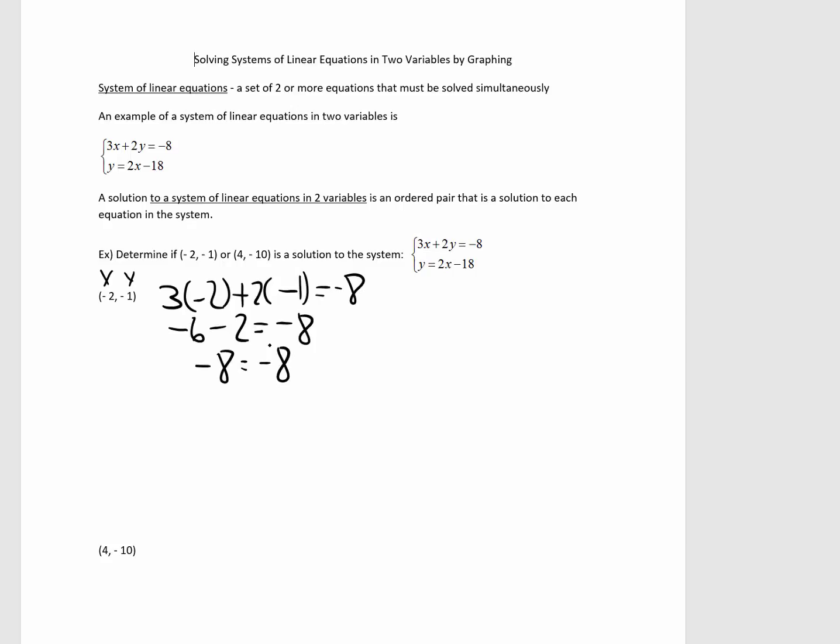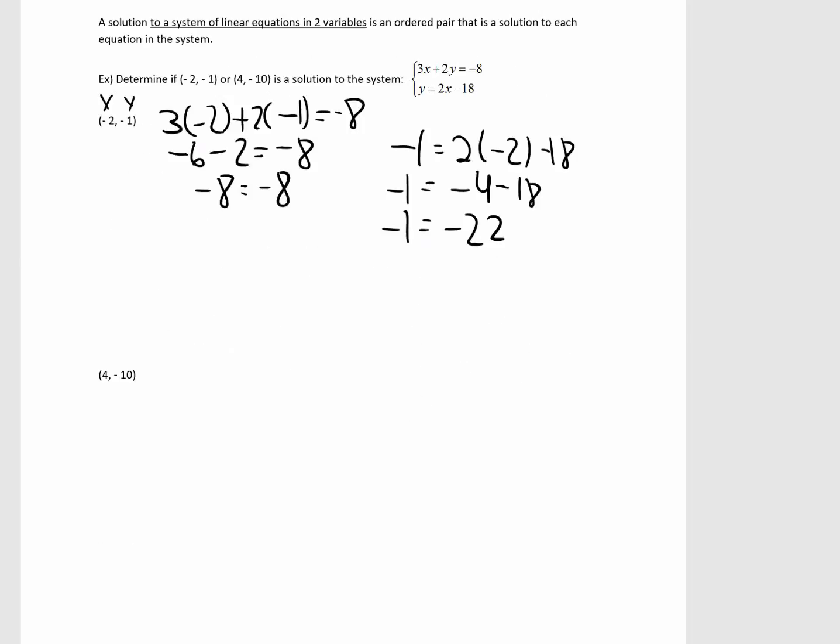So (-2, -1) is a solution to the top equation. Now let's check the bottom. -1 does not equal -22, so (-2, -1) is not a solution to the second equation, therefore it is not a solution to the system.